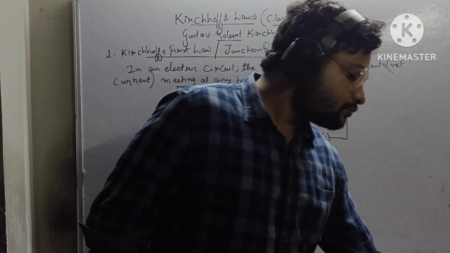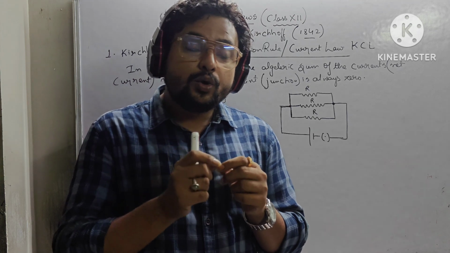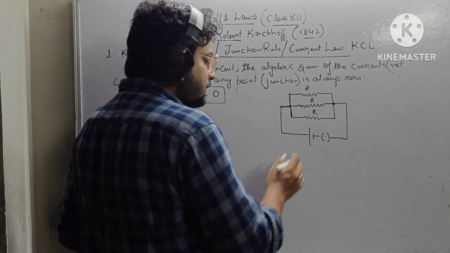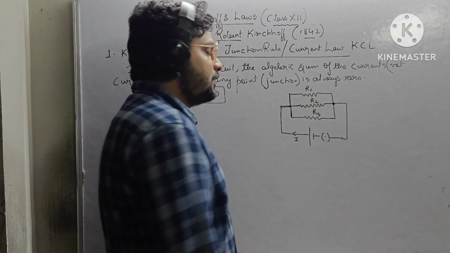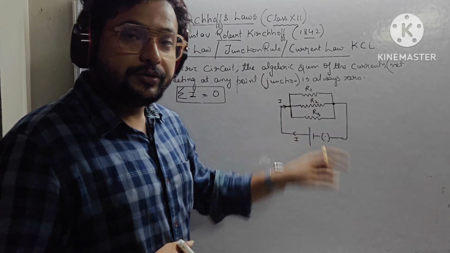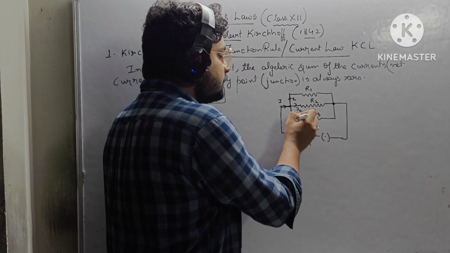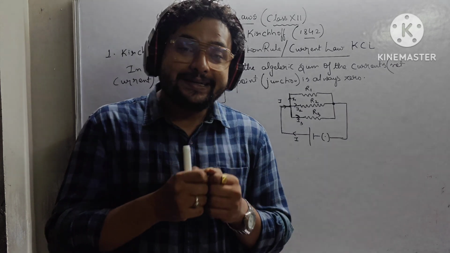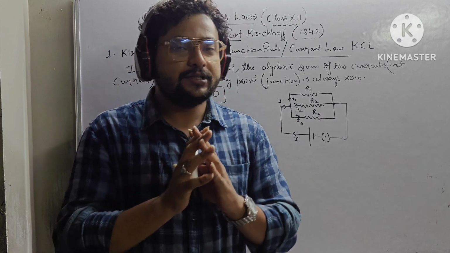Kirchhoff's law states that at any junction, current might go into that junction or current might come out of that junction. For example, in this circuit, this is a cell, and suppose current I is flowing from the battery. These are the three resistances R1, R2 and R3. Current I is flowing into this junction, and suppose I1, I2 and I3, these three currents, are flowing out of this junction. So if you take any junction in any circuit, current might enter that junction or go out from that junction. These two things can happen, so let this be clear at first.